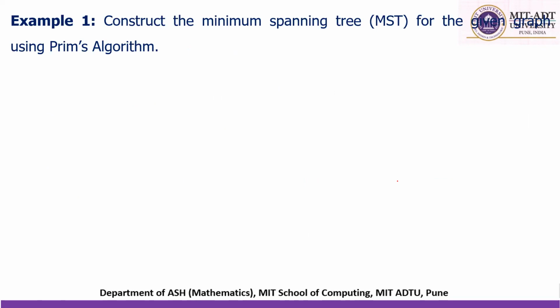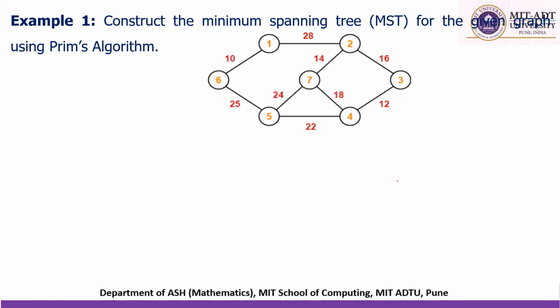Let us take one example, then it will be very clear how to construct the minimal spanning tree for a given graph using Prim's algorithm. So now we have a given graph. It has 7 vertices, 1, 2, 3, 4, 5, 6, and 7. There are different edges, 1, 2, 3, 4, 5, 6, 7, 8, 9. So 9 edges and 7 vertices.